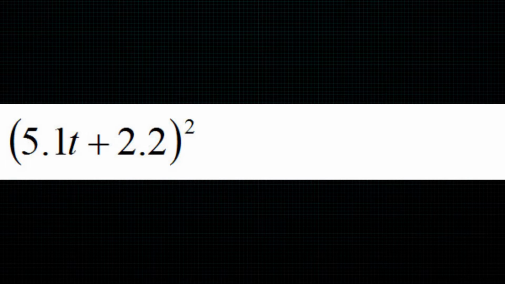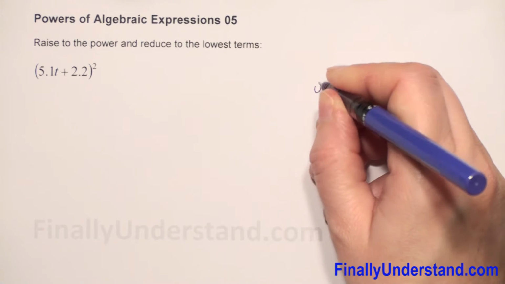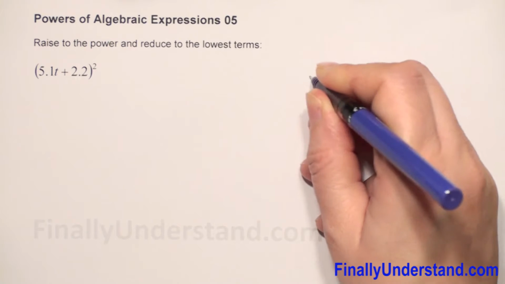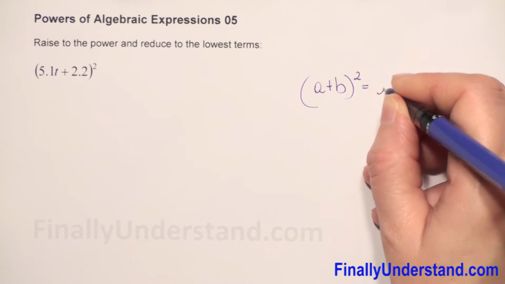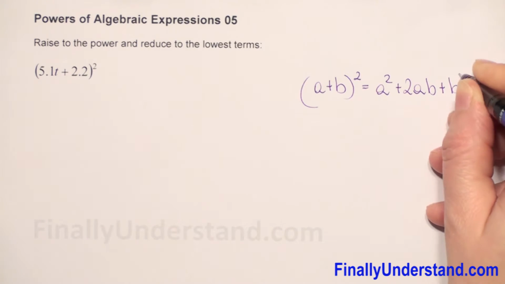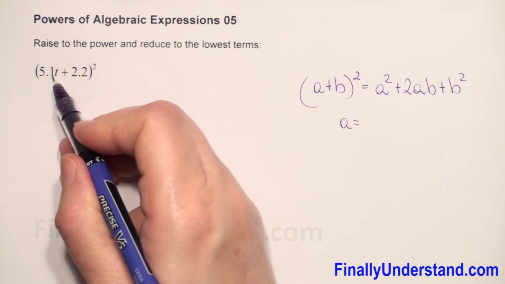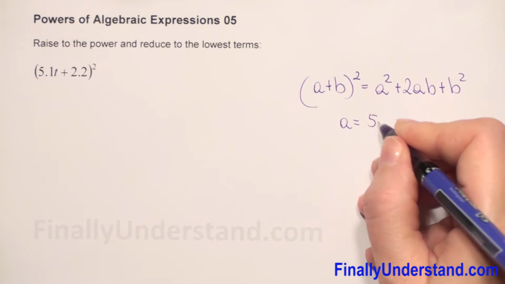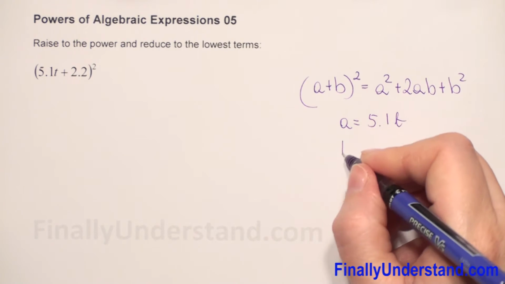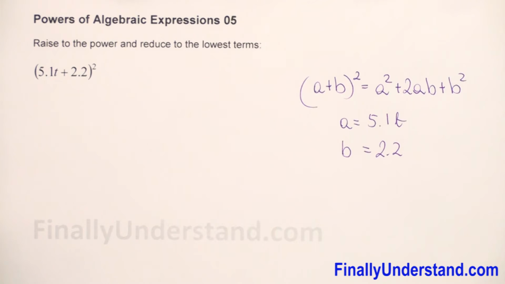We have here square of sum. So first let me remind you the formula. When we have (a + b) to the second power, this is equal to a squared plus 2ab plus b squared. In our example, a is equal to 5.1t and b is equal to 2.2. So we will just use this formula.